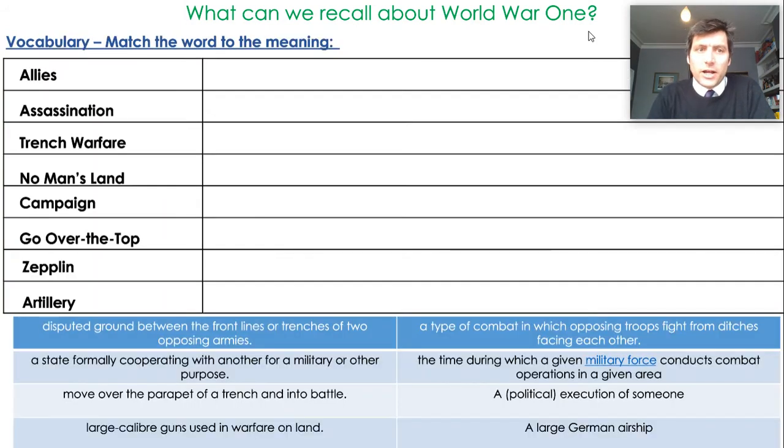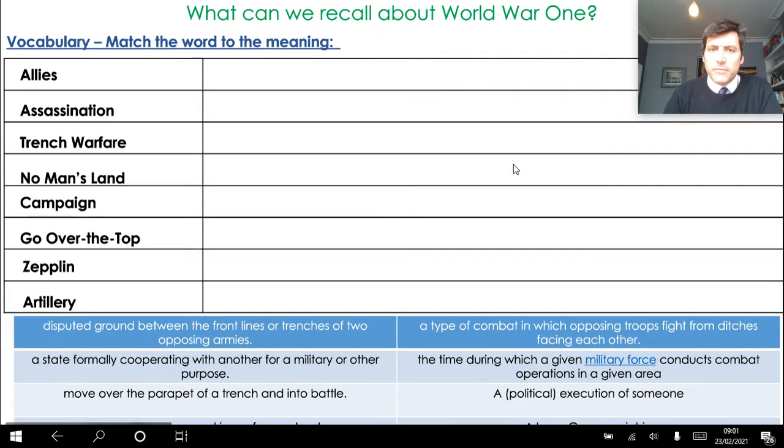Right, guys. Second skill: we've got to think about which of these words mean which thing. So we've got allies, assassination, trench warfare, no man's land, campaign, go over the top, Zeppelin, and artillery. Sorry guys, you can't see all of these on the screen. And underneath, you have got some different meanings. On your sheet you will have these meanings.